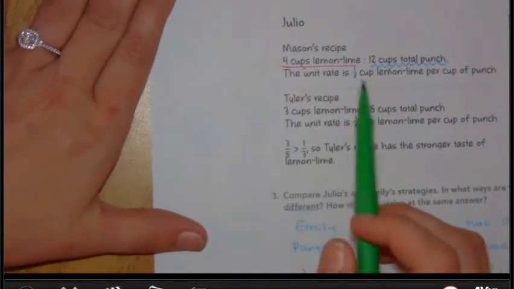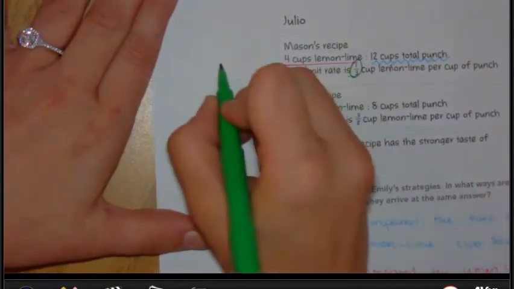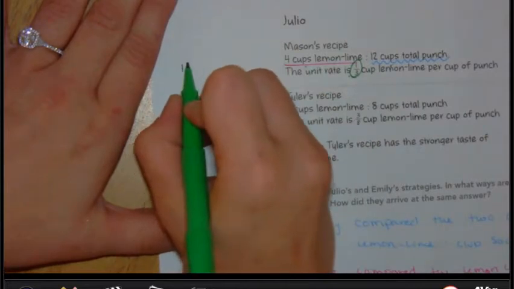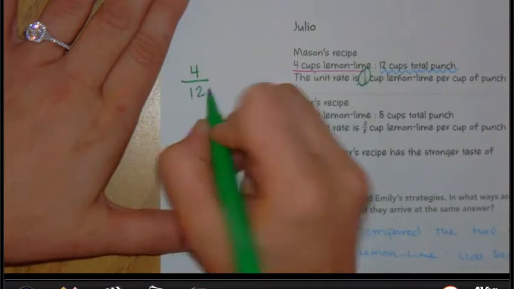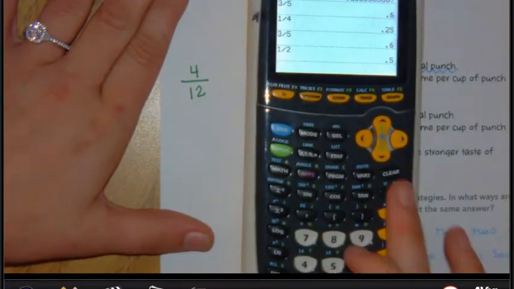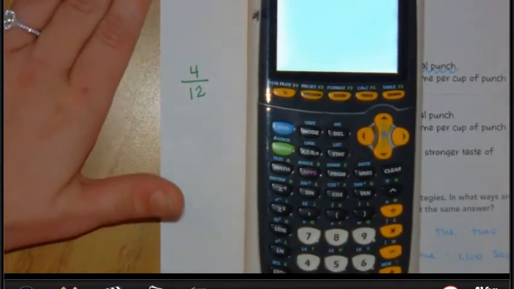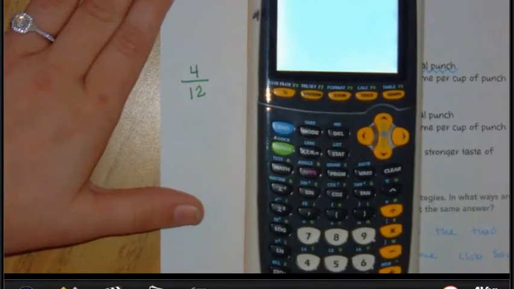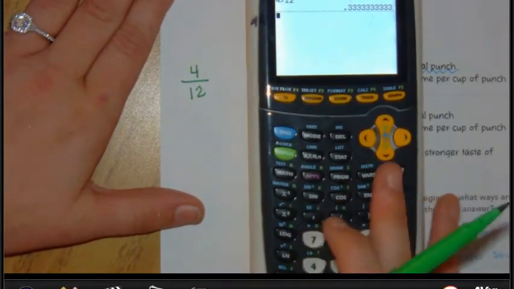I'm going to go back for a second. I want to know, how did he get down to 1/3? Well, he took the number of cups of lemon lime, which is 4, and he placed it over 12, and he divided those 2 numbers. Okay, there are 2 ways you can do this. You can use your handy dandy calculator, which we've got available to us. And we're going to do 4 divided by 12. And that's going to get us 0.3 repeating.